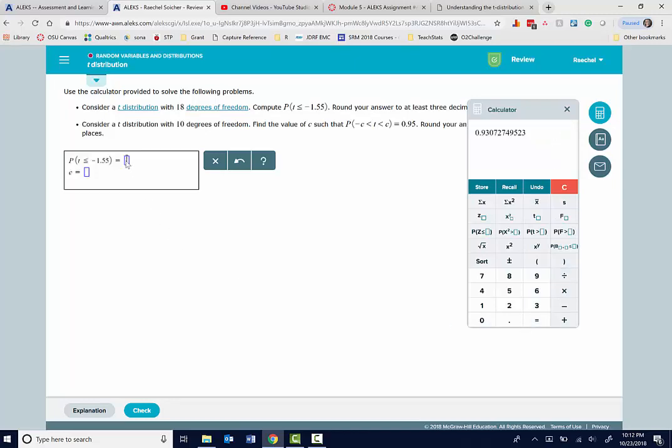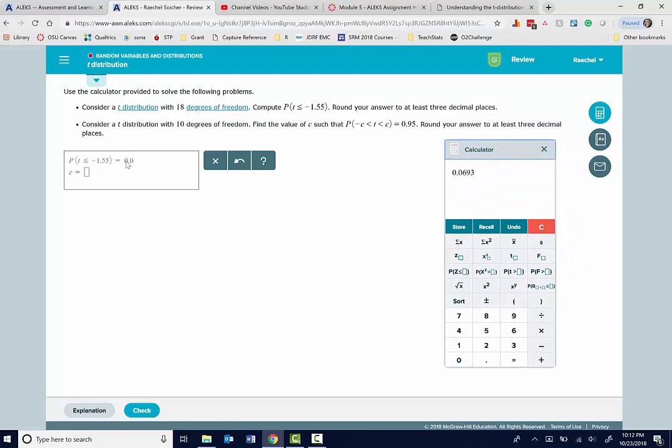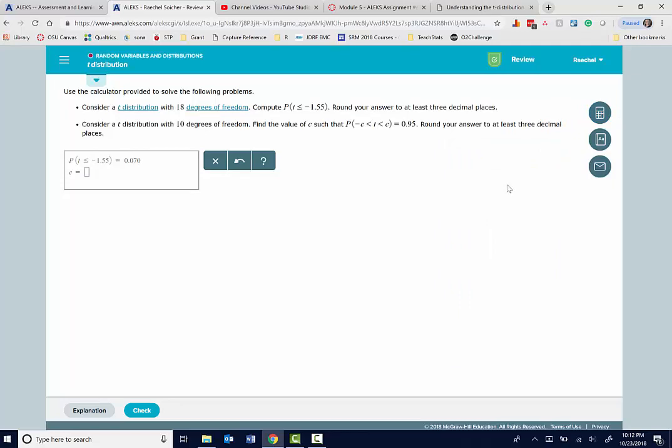Okay, and so p of t less than negative 1.55, we're not quite there yet, so remember this was for greater than, and so we need to do 1 minus this number, so 1 minus 0.9307. Okay, and so this is actually our answer, and let's just check how many we round to, at least 3 decimal places. So 0.070.